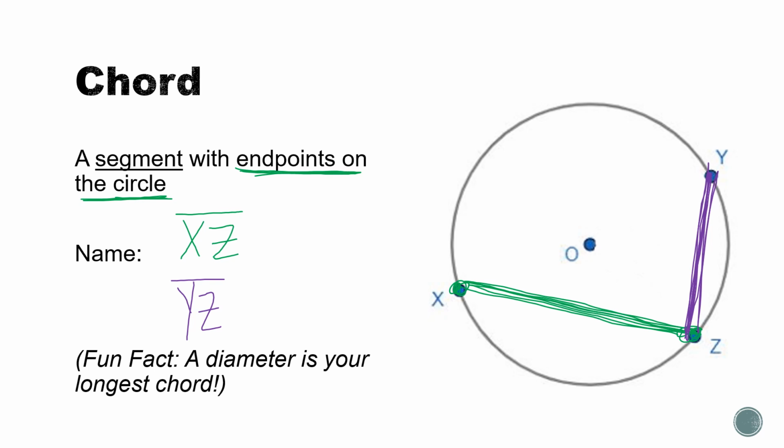And then a fun little fact written down there for you. Your diameter, which goes from one end of the circle to the other end, is your longest chord. So yes, technically X to Y would also be a chord, even though we just named it as a diameter. So X to Y could be considered a chord as well. But if I'm asking you what X to Y is, I'll want you to say diameter, just to let you know.